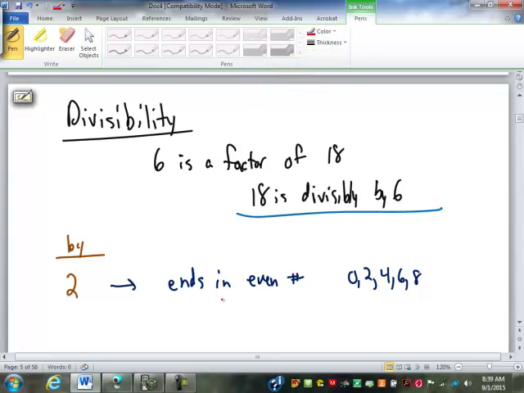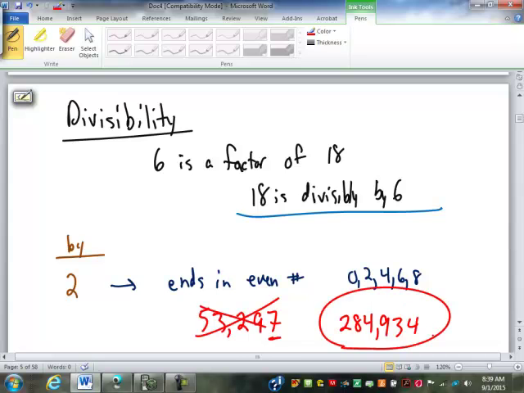So if I throw out an example, 53,297, is that divisible by 2? No, the 7 is not even. 284,934. Is that divisible by 2? Yes, because 4 is even.